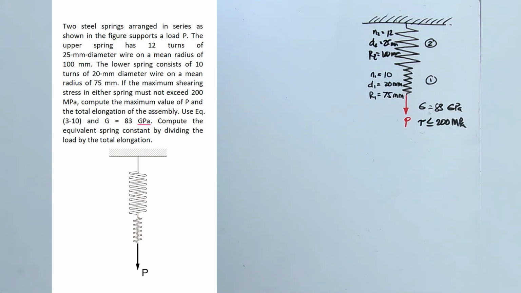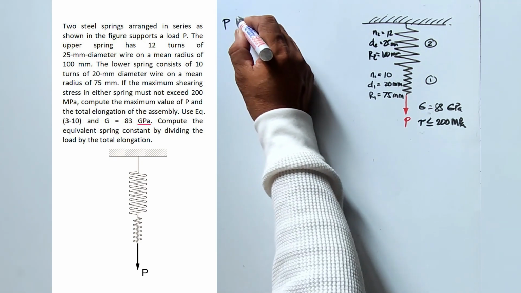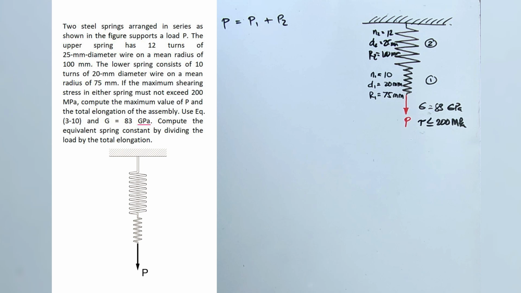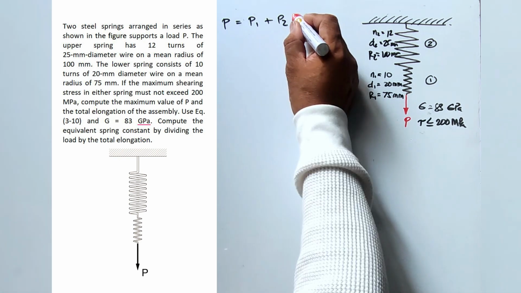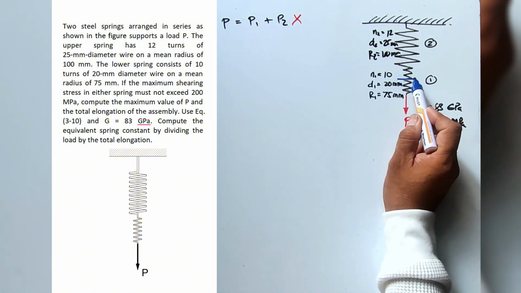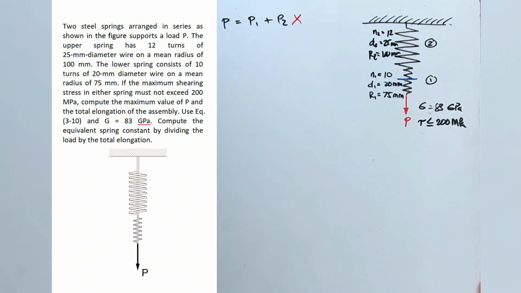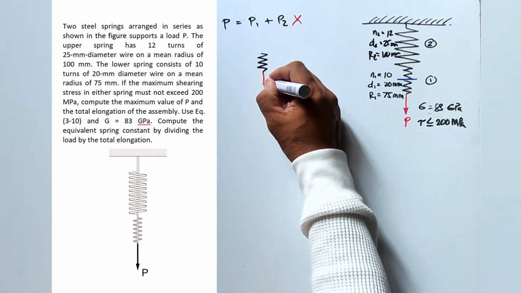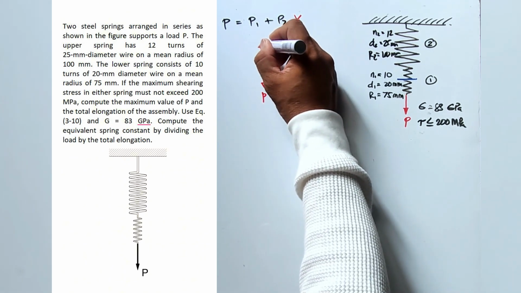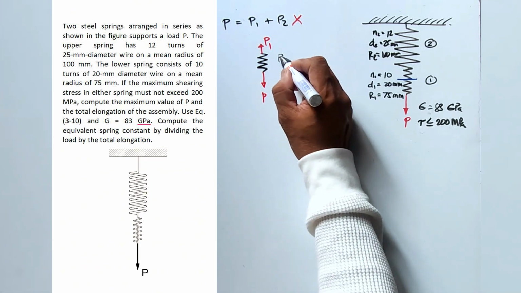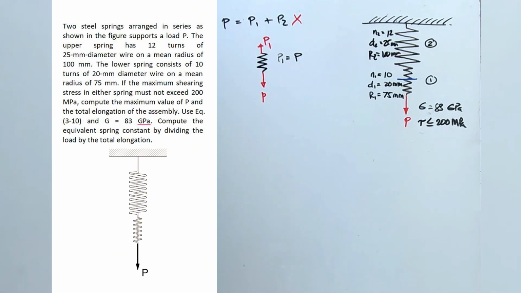Some students would make a mistake of thinking that P is equal to P1 plus P2, where P1 is the resisting force for spring 1 and P2 is the resisting force for spring 2. Okay, so this is not correct. This is wrong. The right way is to cut a section, let's say here, and determine P sub 1. If we cut a section there, we will have this free body diagram. Here's the load P, and here's the resisting force P1. For equilibrium, it's obvious that P1 is equal to P.